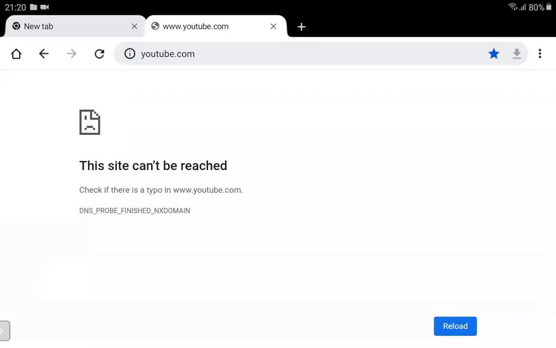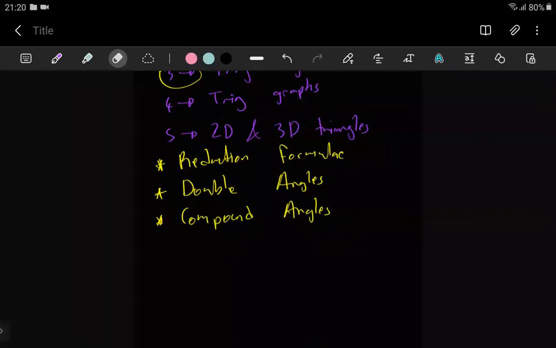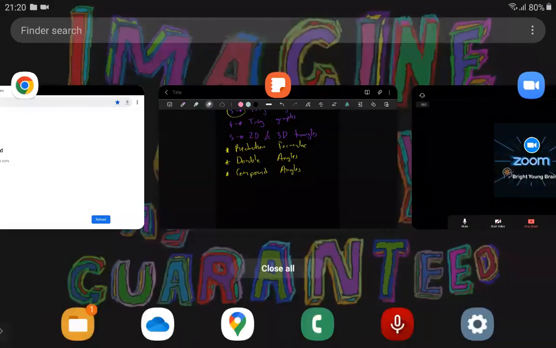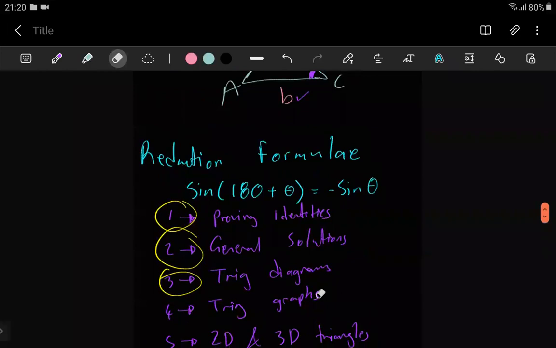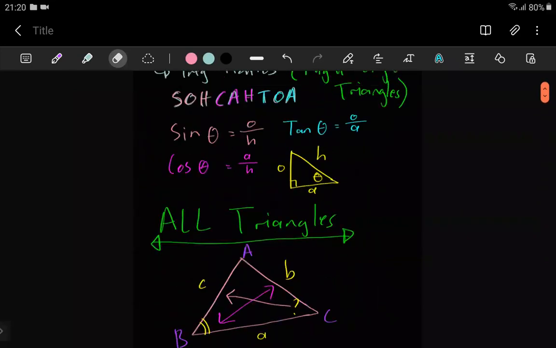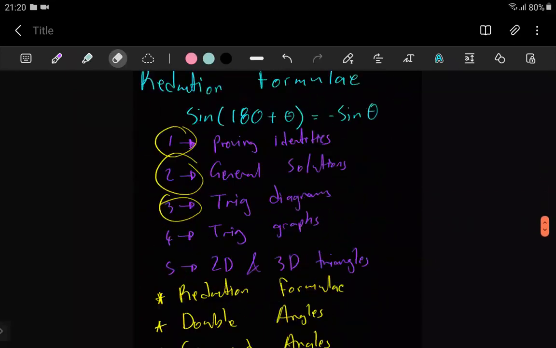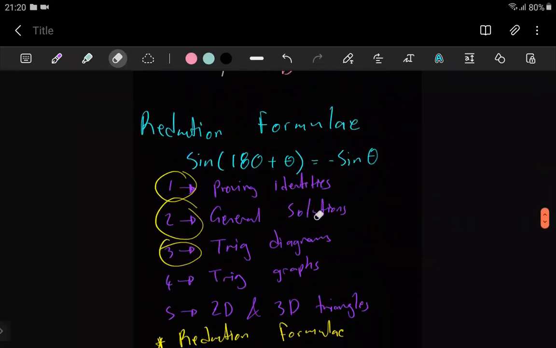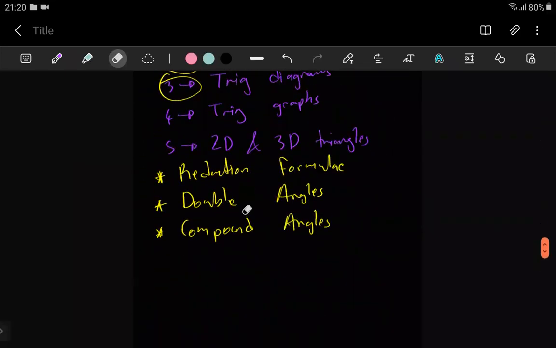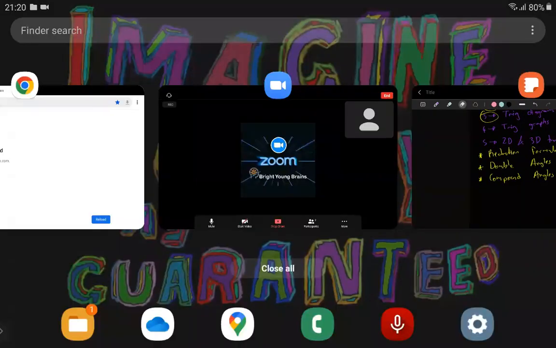but I think for now you get the idea. That's basically trigonometry in a nutshell. Obviously there's the trig graphs, as we said here. You're going to have to know different laws and different pieces of information about trig graphs. With 3D triangles, it's just going to be these formulas that you need to know. And then proving identities, getting general solutions, and working with trig diagrams, it's also going to be the same set of formulas: reduction formulae, double angles, and compound angles.